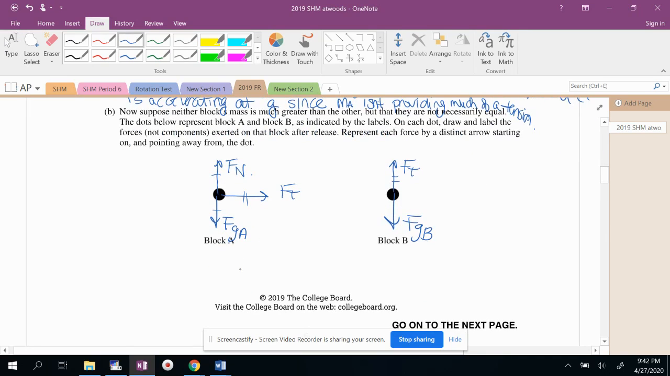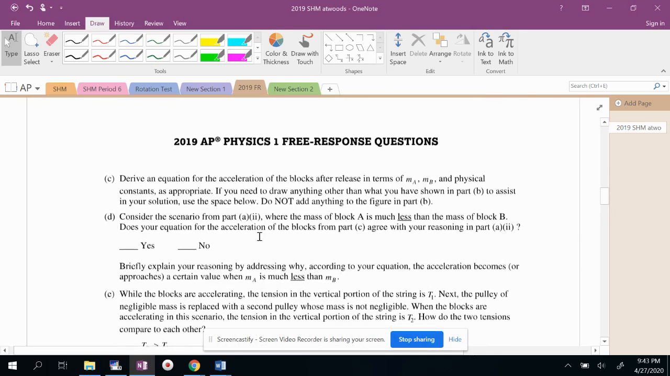And I'll say this thing, well, let's not talk about acceleration because this is supposed to be arbitrary at this point. Although, if it wasn't accelerating, we would have issues. Anyway, okay. Derive an equation for the acceleration of the blocks after release. Finally, I can use equations. This is great. Okay, so part C says acceleration.